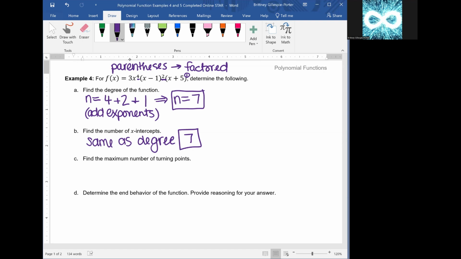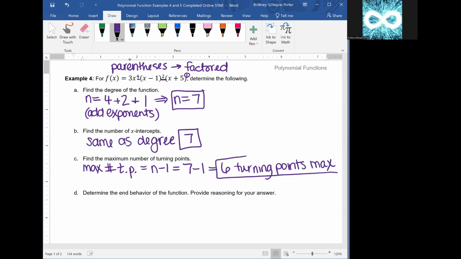The maximum number of turning points is found by taking n minus 1. We said n, our degree, was 7, minus 1 gets us 6 turning points. And keep in mind that is the maximum. We're not guaranteed to have 6, but 6 is the absolute maximum number that we can have.